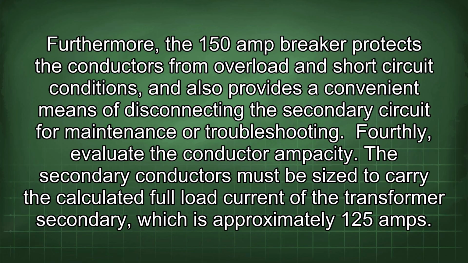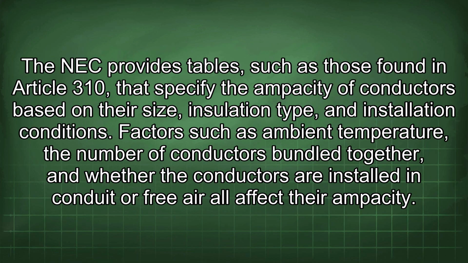Fourthly, evaluate the conductor ampacity. The secondary conductors must be sized to carry the calculated full load current of the transformer secondary, which is approximately 125 amps. The NEC provides tables, such as those found in Article 310, that specify the ampacity of conductors based on their size, insulation type, and installation conditions. Factors such as ambient temperature, the number of conductors bundled together, and whether the conductors are installed in conduit or free air all affect their ampacity.